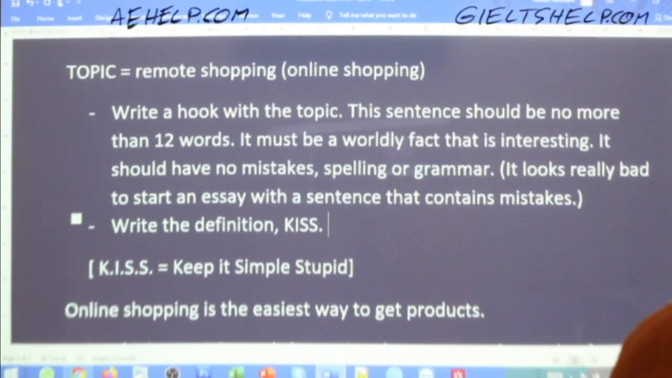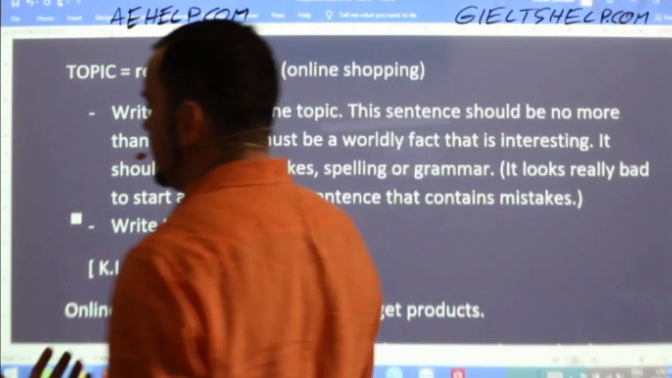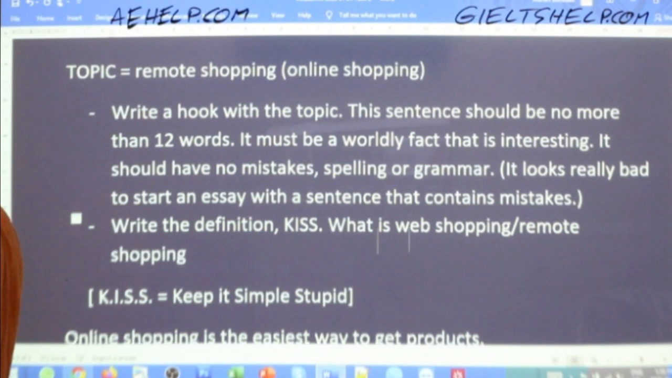Yeah, so KISS says, what is web shopping? And that's exactly what you want to answer. So what is remote shopping? So write the definition. The question that you're answering for your reader is, what is web shopping or remote shopping? Okay, that's what you're trying to answer.